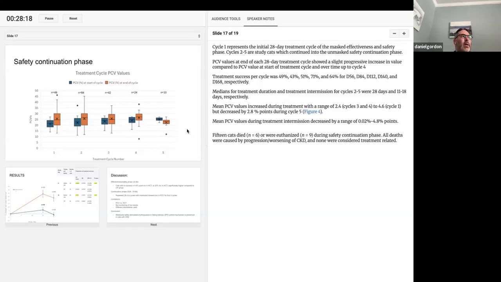why do we need to have this intermission phase? There was no specific reason other than it was study protocol here. So I don't know if there's a safety concern related to that, but I do think that some of this data could have been affected by the fact that some of these patients are dropping by as much as 5 percentage points in that intermission time frame. So I thought that was an interesting point. But ultimately, we can see that their PCVs did slightly increase through that time frame.